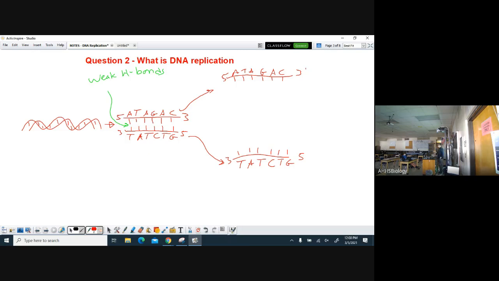Okay, so we've separated them out. We've opened up the DNA molecule. We pulled them apart by breaking the hydrogen bonds. What do we do now? Put it back again? That seems like it'd be a waste, right? We wouldn't have made anything.